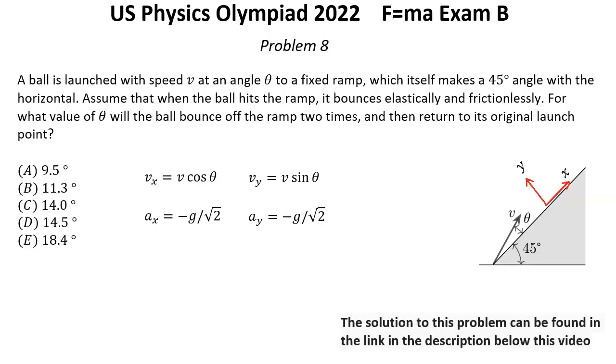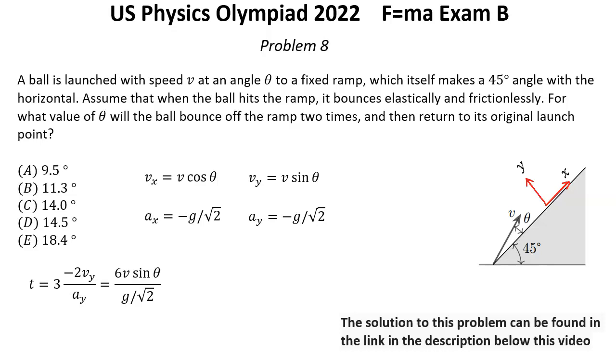First, for both directions, we can count total time to travel. If the ball is hitting this incline 2 times before it returns to the initial point, it means that it traveled 3 times up and down. It means that total time to travel equals 3 times the change of vertical velocity, which is negative 2 Vy over Ay, which is 6 v sine theta over g over square root of 2.